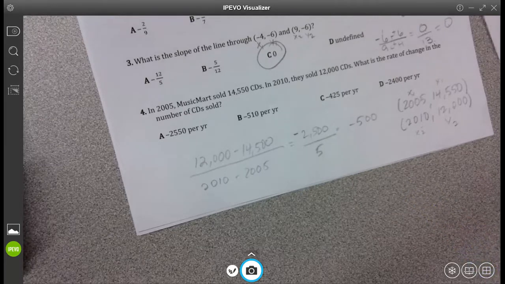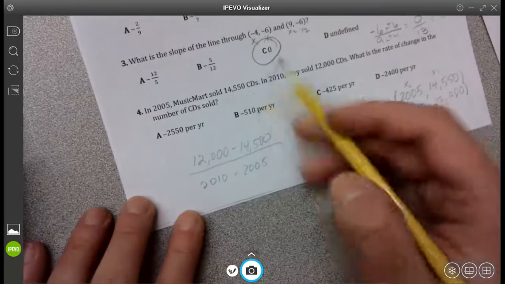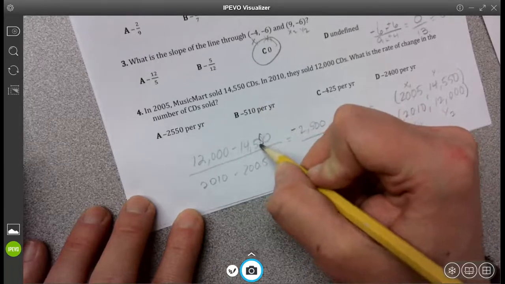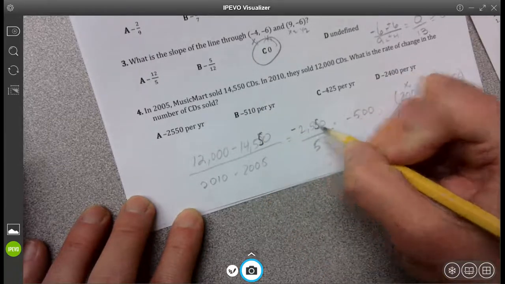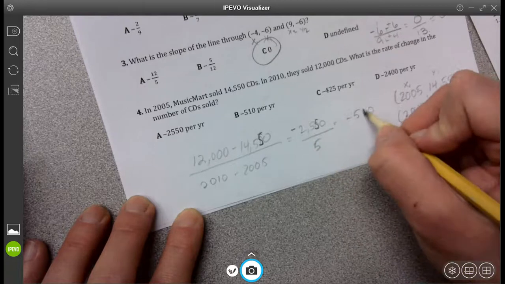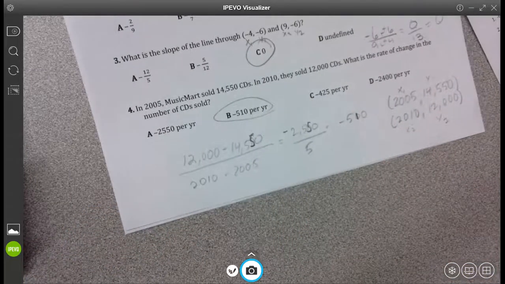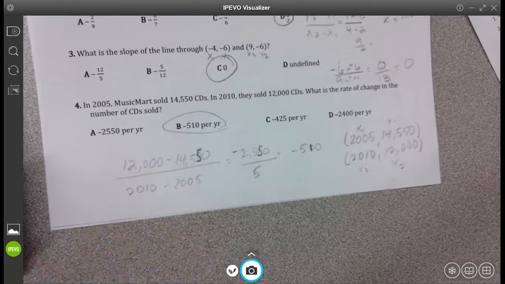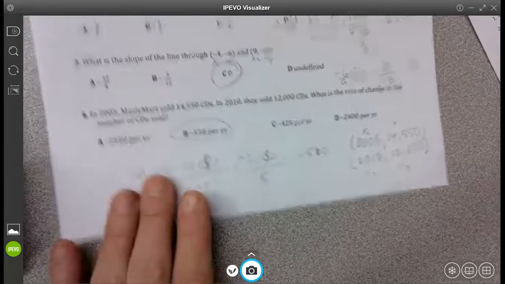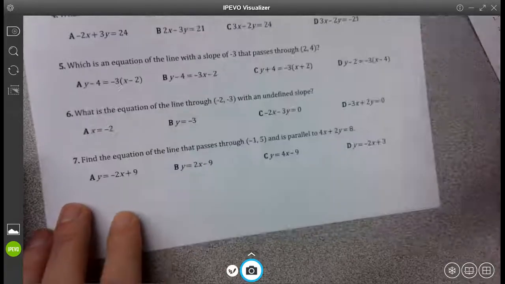Why is my math off? Oh, because I wrote down the wrong number. It's 14,550. 550 goes into 25 5 times once, so 510. So each year they're losing 500 CDs that people are purchasing. Okay. Because of technology. People are just streaming music now. All right.